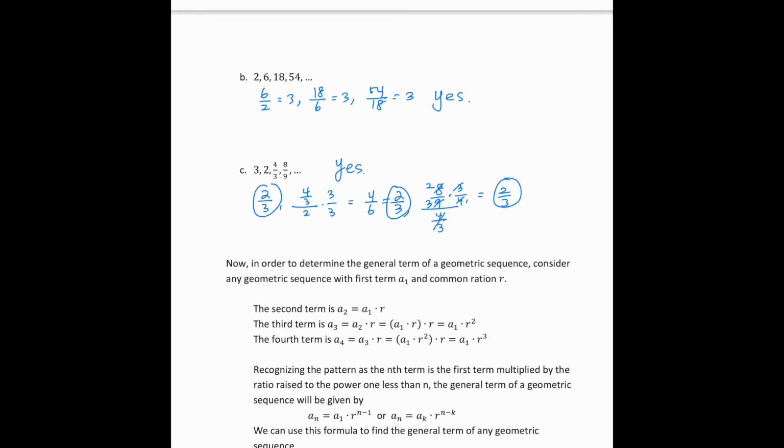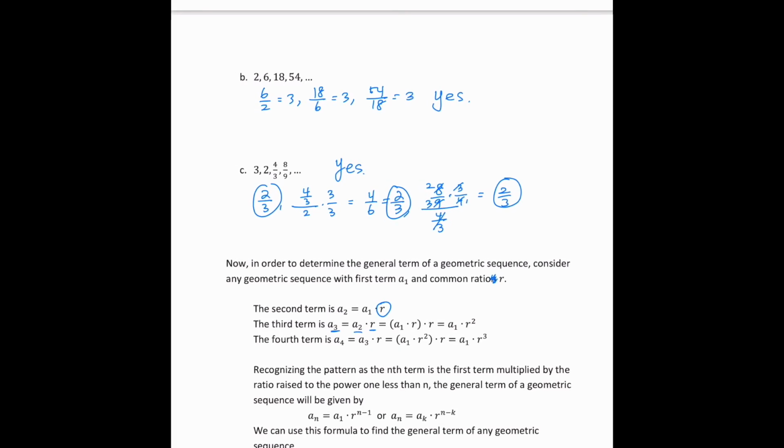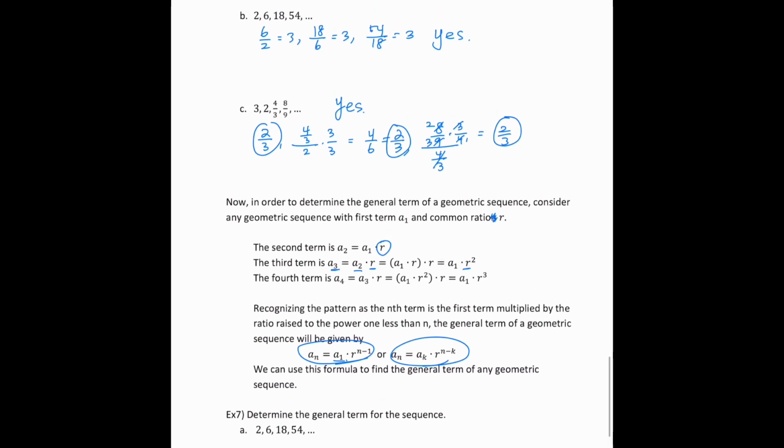Now in order to determine the general term of the geometry sequence, consider any geometry sequence with the first term a sub 1 and common ratio r. The second term, you multiply by r to get the next term. For a sub 3, multiply another r onto a sub 2. If I replace a sub 2 with a sub 1 times r, you multiply another r. So as a formula, your general term is always first term times r to the n minus 1, or you can use any term in the sequence too.